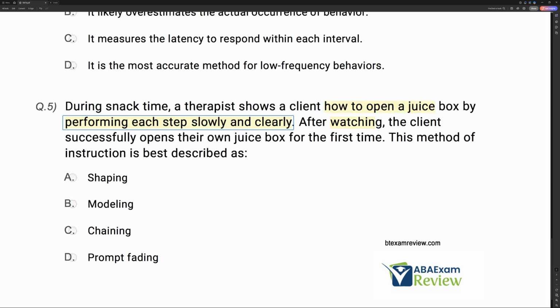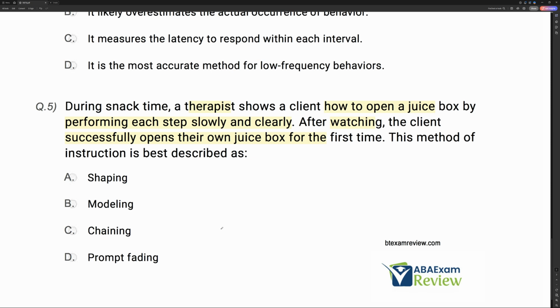So we had an imitation question earlier. What instruction is used in imitation? Well, this one's pretty easy, right? If the client is watching the therapist and then does it, what is the therapist doing? A, shaping. The therapist is not reinforcing approximations. Don't confuse performing each step slowly and clearly as shaping or chaining. The therapist is modeling for the client because the client is imitating that model.